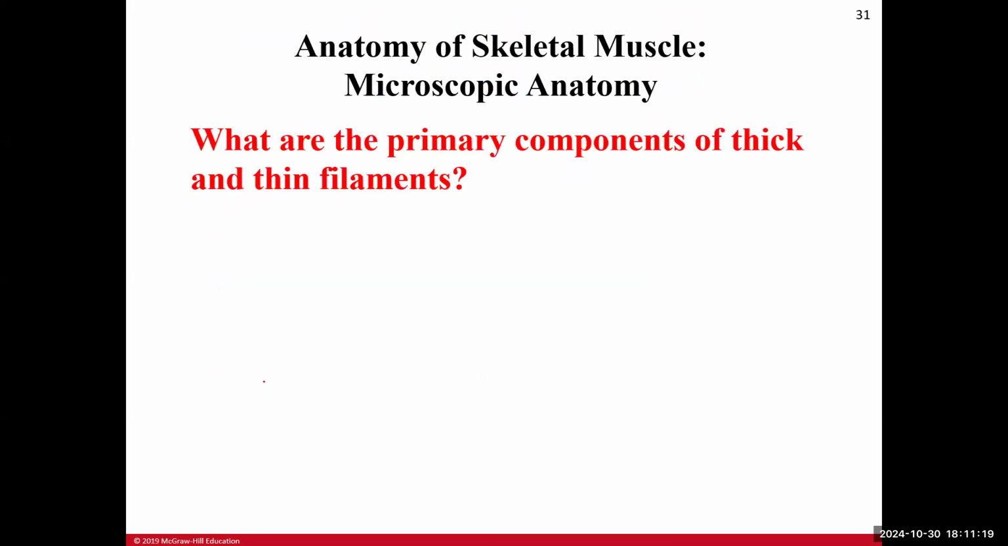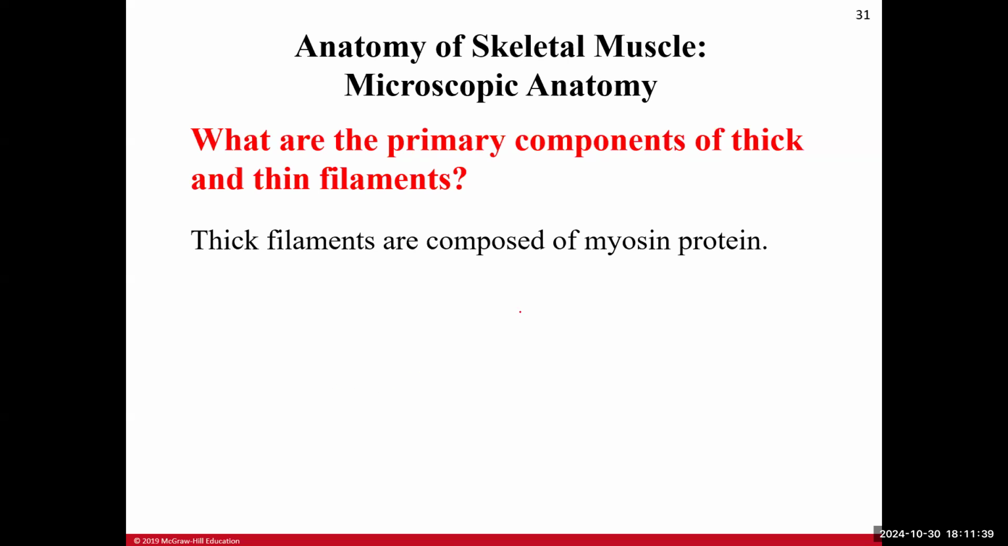All right. So what are the primary components of thick and thin filaments? This is from last class. So what's the name for thick filament? What do we call that? Myosin. Thin filament is going to be actin. So when we talk about the thick, that's the myosin. When we talk about the thin, you have 2 types of actin. I'm not concerned about it, but I am concerned about the other 2 proteins.